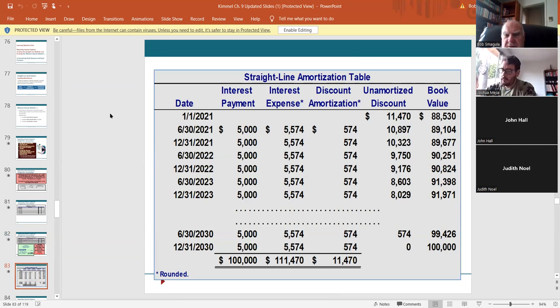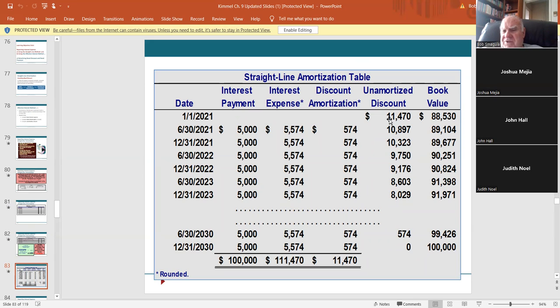Okay, good. Hey, look at this one now. I hope this rings the bell a little bit for you now. I know this is not easy stuff, seeing it for the first time. Well, let's take a look here. Remember that bond? We sold it for $88,530, right? And it had a discount of $11,470. So here's our $100,000. We only got $88,530 because we were paying a lousy interest rate. The difference or shortfall is called the discount. So at the beginning, we debited cash for $88,530. We debited the discount for $11,470. And we credited bonds payable for the $100,000.